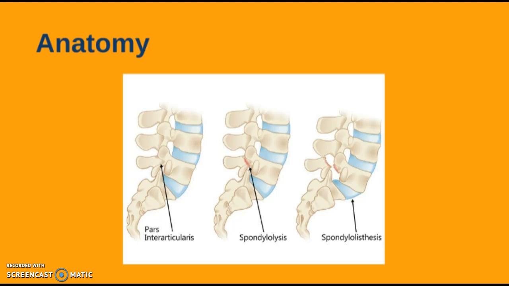Here is some anatomy that is needed to further understand this injury. The pars interarticularis will be found between the pedicle and the lamina of the vertebrae. Here is where you will see the stress fracture, which makes up the injury of spondylolysis. A complete break is spondylolisthesis.